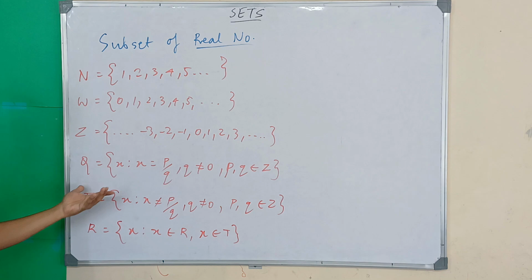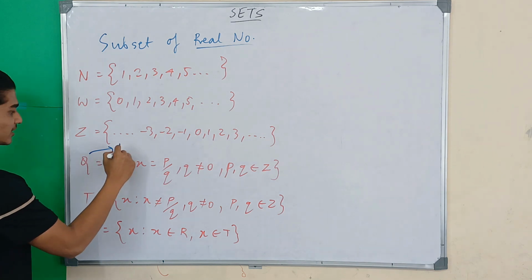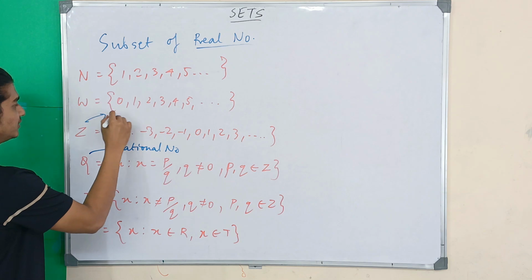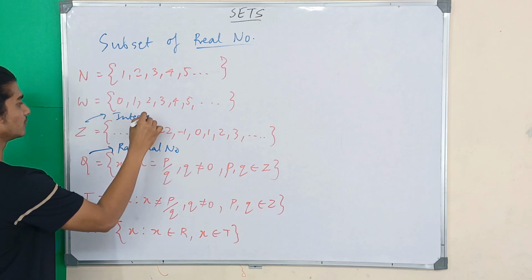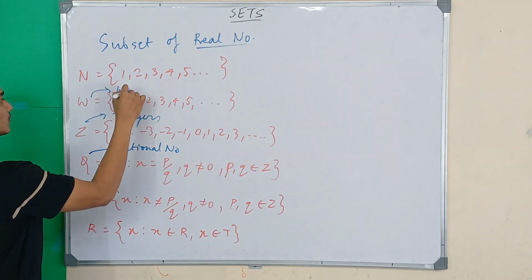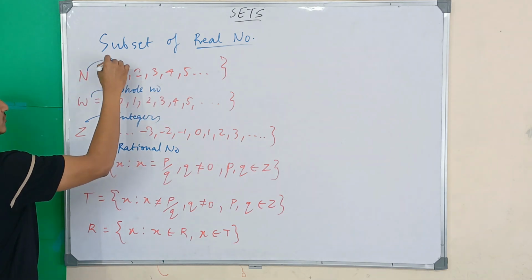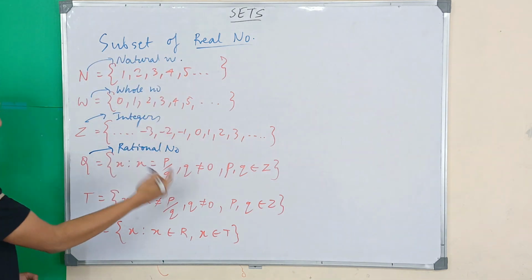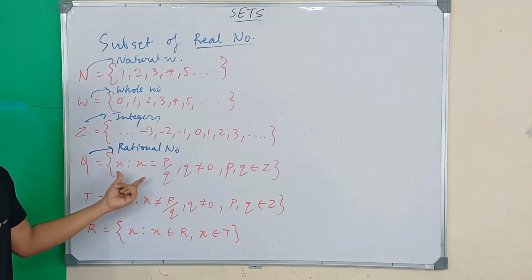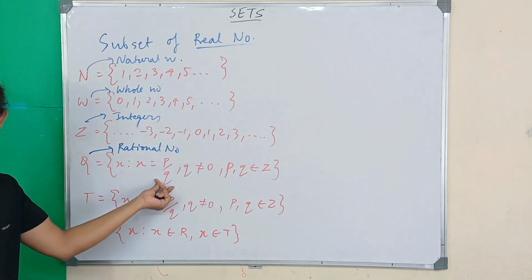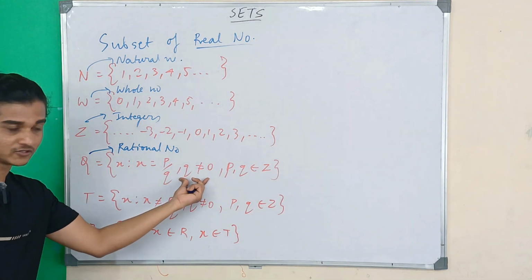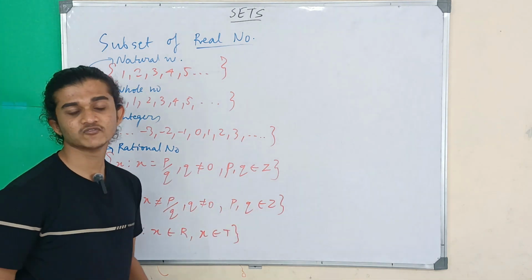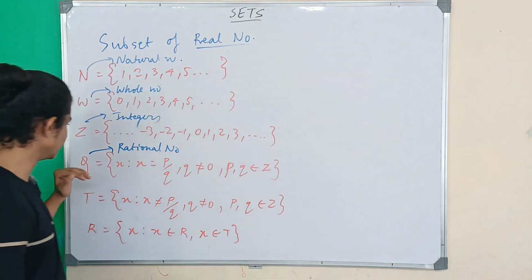So then you have rational numbers. So this is integers, this is whole numbers, this is natural numbers. You guys probably know rational numbers are the ones which could be expressed in the form of p by q, where the denominator q is not equal to 0, and p and q are integers. So basically every single number which you can express in the form of fractions. So that is rational numbers.